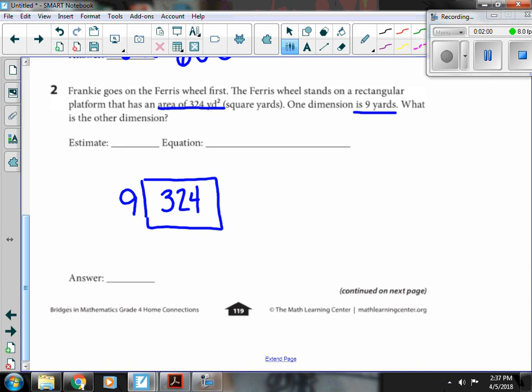I know it's not our normal rounding, but I'm going to take 324 and make it 360, because 36 is a math fact that's close to this number, and it goes evenly into 9, because I know 4 times 9 is 36, so that would give me 40. But my real equation is 324 divided by 9, and that will give me, I'm going to say W for width. So I'm going to set up my long division problem.